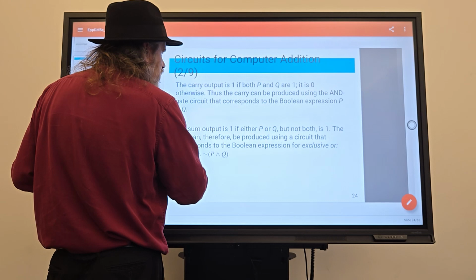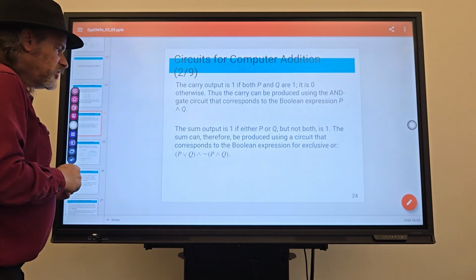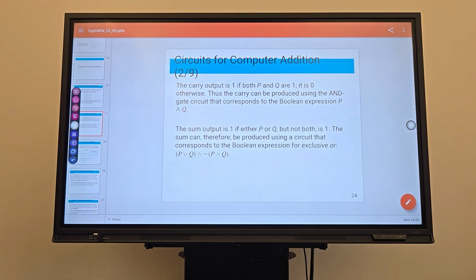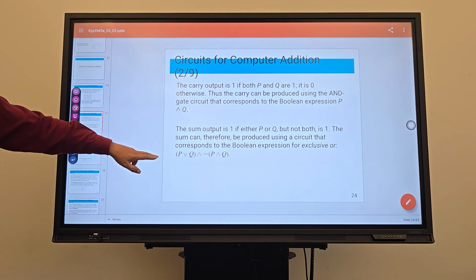So you have the exclusive OR to express the sum, because 0 plus 0 is 0 in the sum. 0 plus 1 is 1 in the sum. 1 plus 0 is 1 in the sum. And 1 plus 1 is 0 in the sum with 1 in the carry. So that corresponds to the exclusive OR for the sum, which is this expression here.